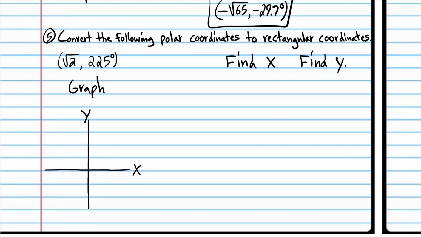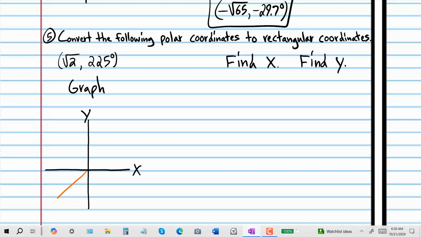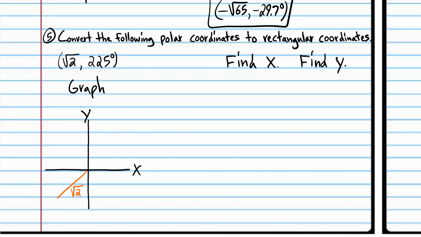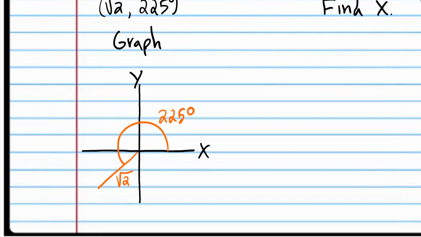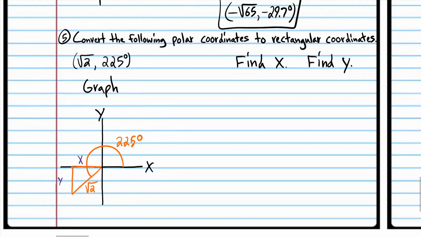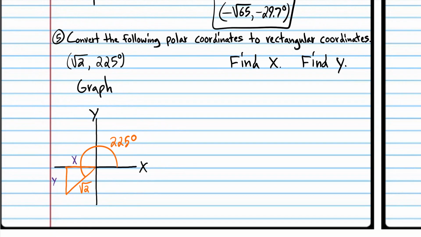All right, we're back. So we're going to count root 2 to the right and then rotate 225 degrees. So that gets us there, and the angle is 225 degrees. So in order to understand what's going on here, I'm going to make a triangle, and we're looking for x and y. That's the whole point of this. We want to find x and y because we're converting to rectangular coordinates. These are polar coordinates because we have an angle here and we have r.